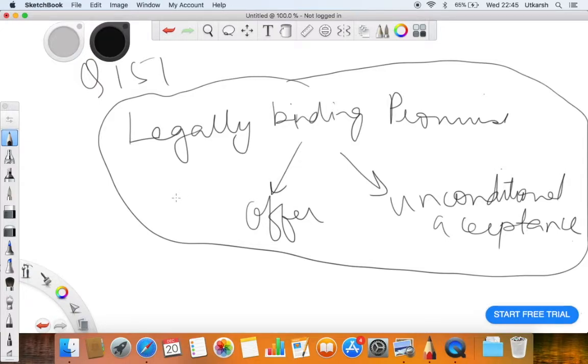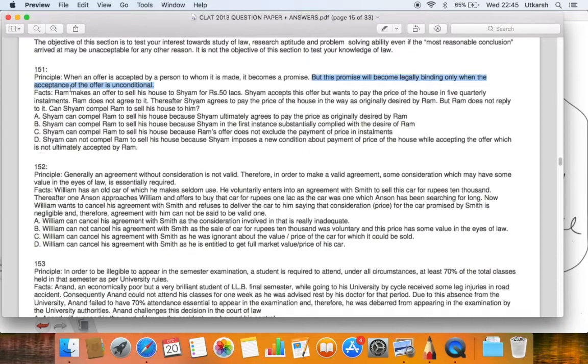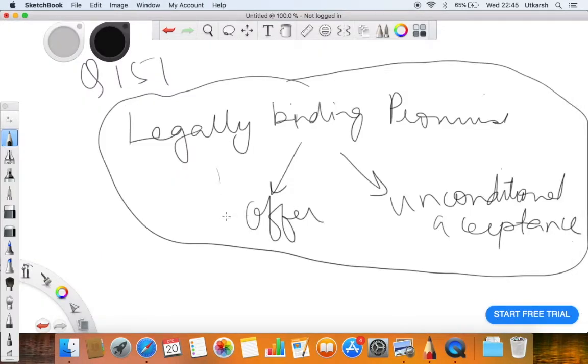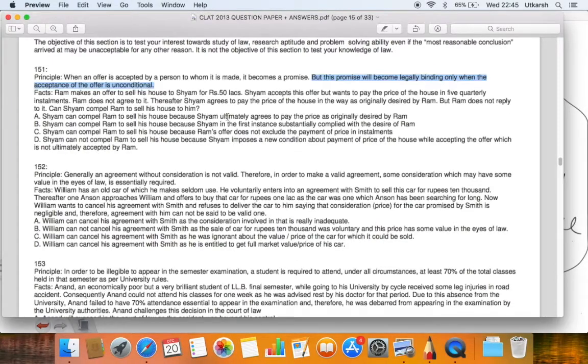So let us look at the facts. The facts say Ram makes an offer to sell his house to Sham for 50 lakhs. So the offer portion is satisfied; there is an offer. Sham accepts this offer but wants to pay the price in 5 quarterly installments. Ram does not agree to it. Thereafter, Sham agrees to pay the price of the house in the way originally desired by Ram. But Ram does not reply to it. Can Sham compel Ram to sell his house?